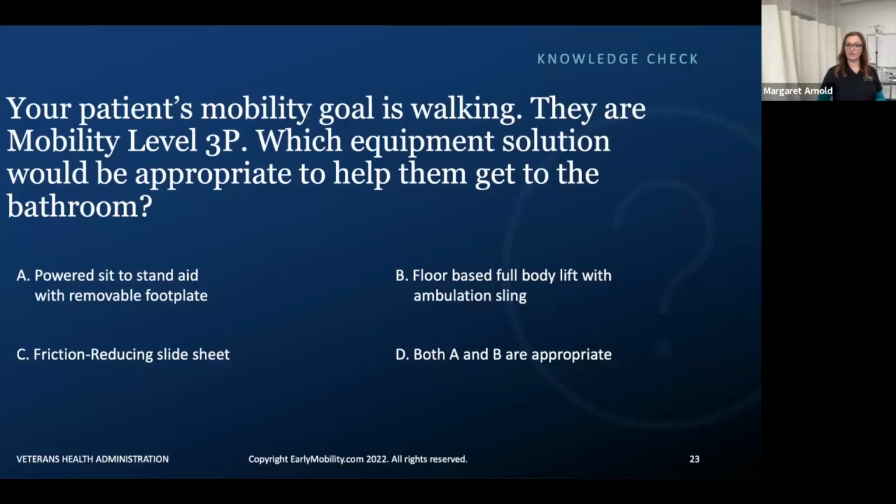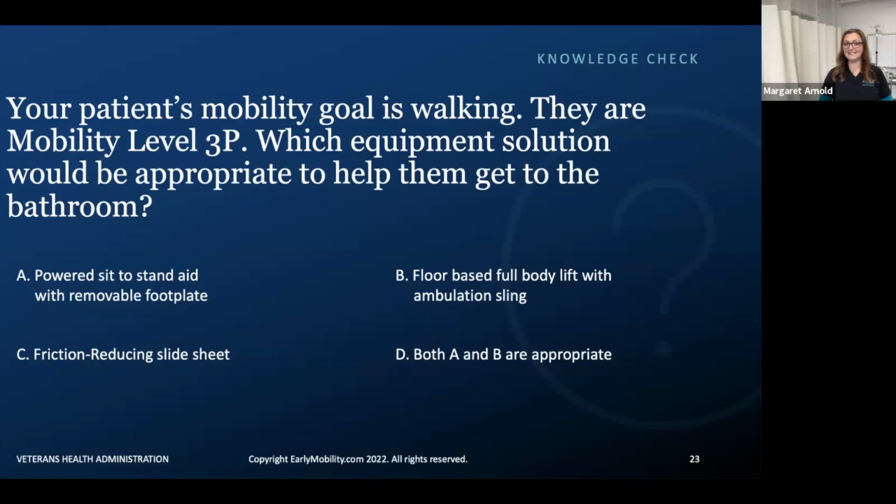Let's check our knowledge. Your patient's mobility goal is walking. Their mobility level is 3P. In one of the other modules, we'll go over the mobility screen and the level. But a 3P means your patient needs powered help to stand up or walk. Which equipment solution would be appropriate to help get your patient to the bathroom?